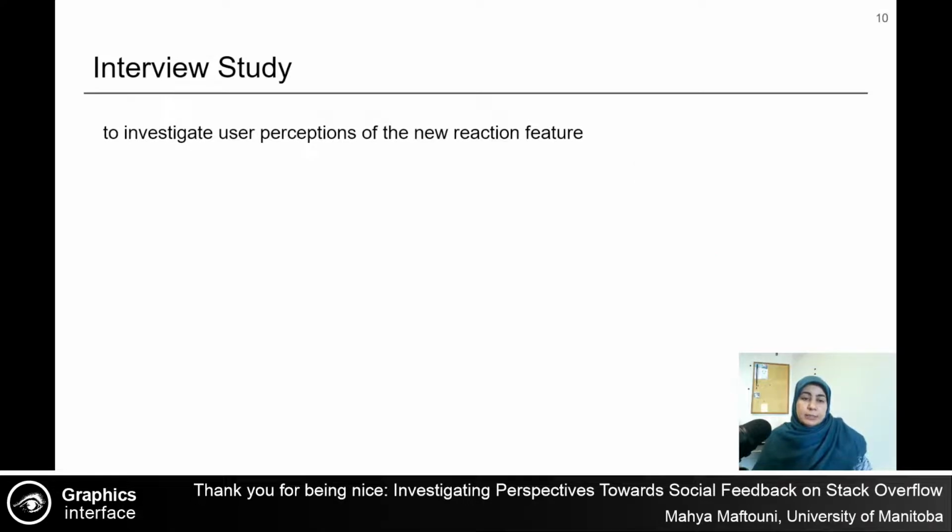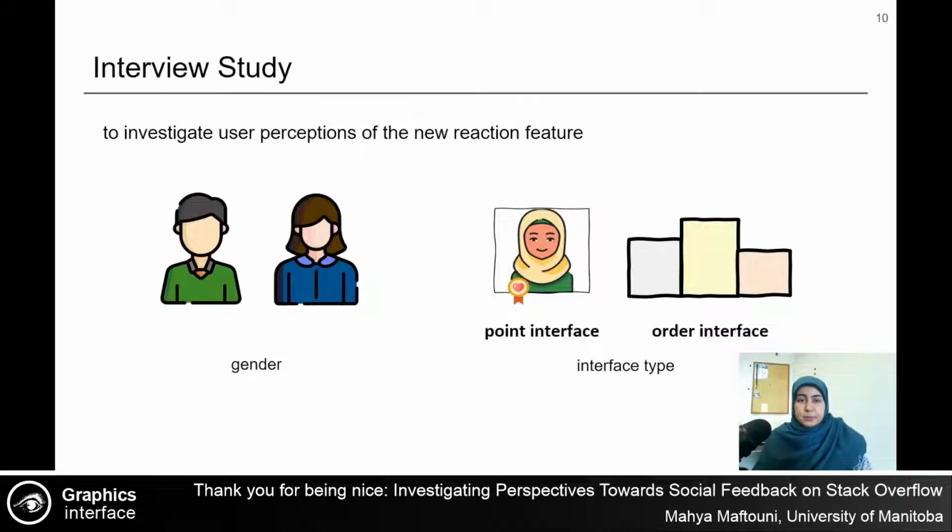We conducted an interview study. We had a between-subjects design with 2 factors, gender and interface type. We recruited 10 men and 10 women from Stack Overflow members, and we welcomed participants from all gender groups, but unfortunately we could not recruit any non-binary participants. And we assigned participants to 1 interface type randomly, and we balanced the number of men and women per interface type.